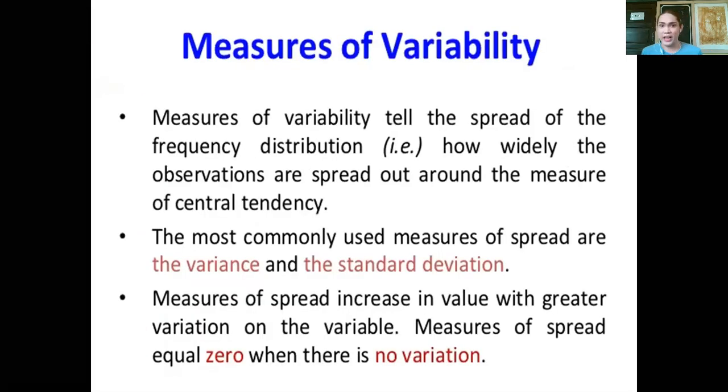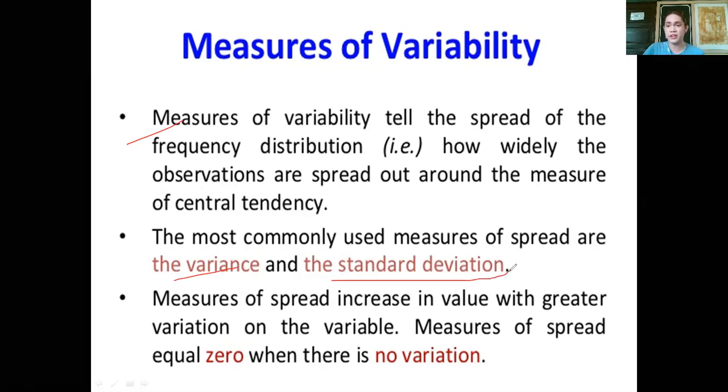Now let's define measures of variability. As you can see there, measures of variability tell the spread of the frequency distribution. How are the observations or our distribution being spread? The measures of variability also tell us how widely the observations are spread out around the measure of central tendency, as you can see there. The most commonly used measures of spread are the variance and the standard deviation.